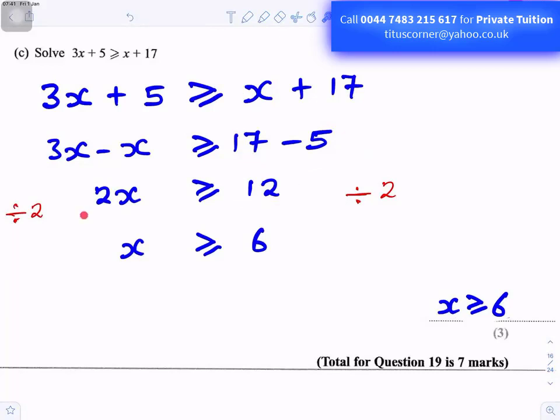Now 2x means 2 times x. What do you times by 2 to get 12? You can figure that out and say 6. Or you do the inverse operation. The opposite of times 2 is divide by 2. You divide by 2 on the left, divide by 2 on the right. So the 2 would cancel. You're left with x is greater than or equal to 6, and that is your answer.